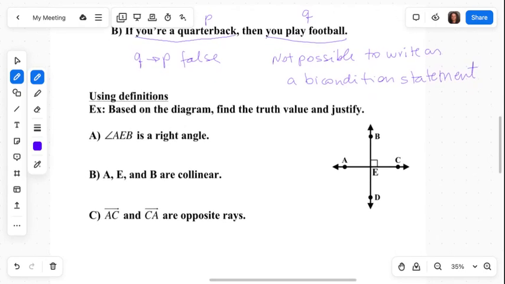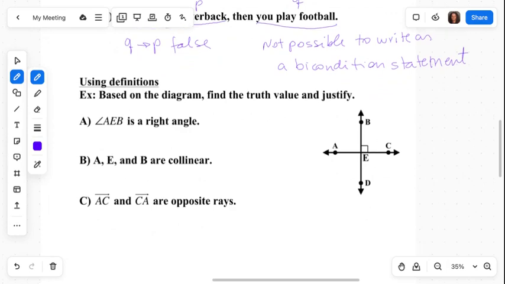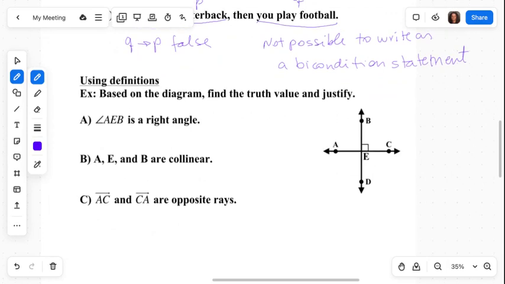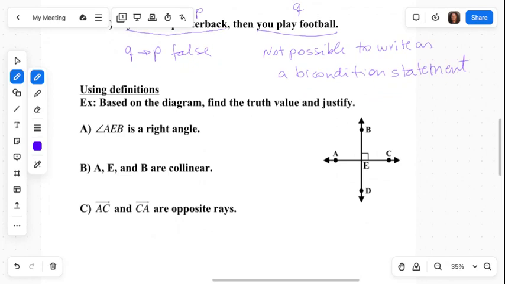All right, so now let's take a look at some examples using definitions. We have a diagram, and we're asked to find the truth value and then justify it. So here we have angle AEB is a right angle. Yes, this is a right angle, so this is true, and it is true because of the definition of right angle. All these definitions are going to come in handy when we start doing proofs.